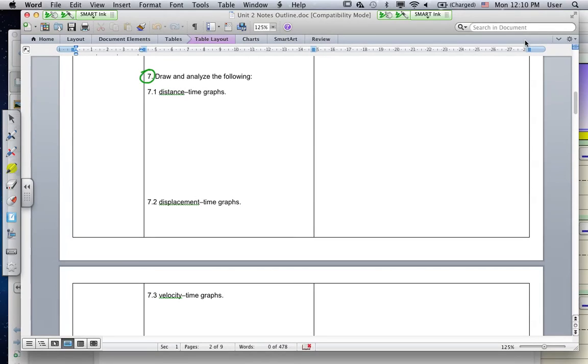Alright, so we're looking at how to draw and analyze distance-time graphs and displacement-time graphs. Distance is a scalar and displacement is a vector. So if I'm going from A to B and back to C, I do this journey like that, and then I come back like that.